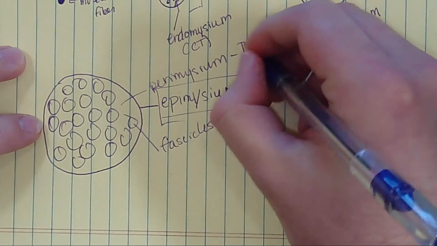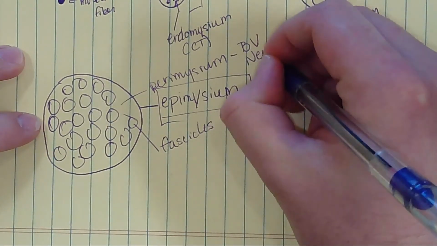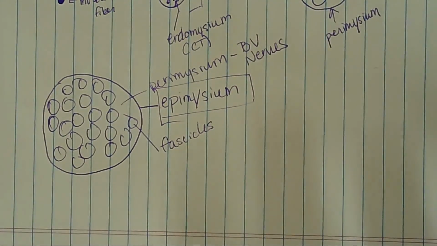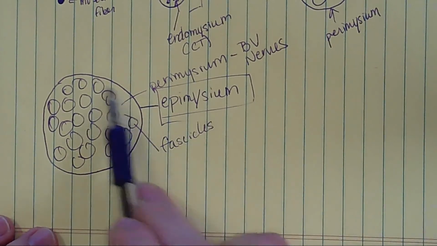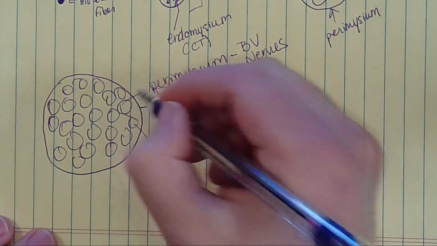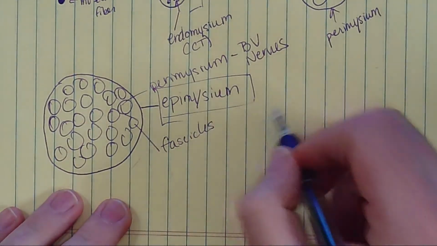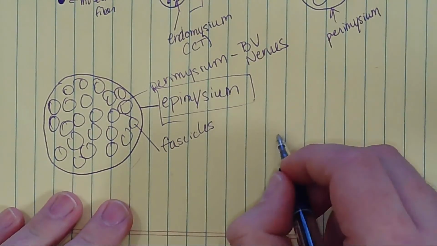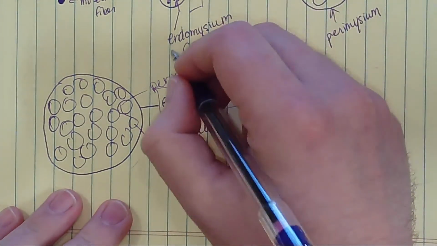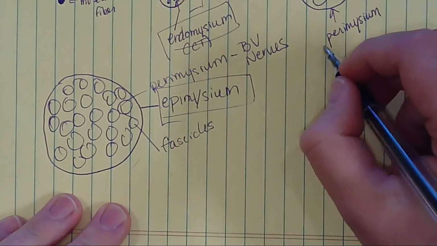Within this perimysium, one thing to think about is that this is where we have our blood vessels, this is where we have nerves, and this is where we have a whole bunch of other signaling things that are present. But between those individual fascicles, we have the epimysium that surrounds it all.